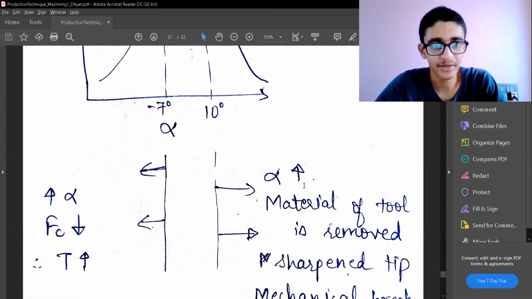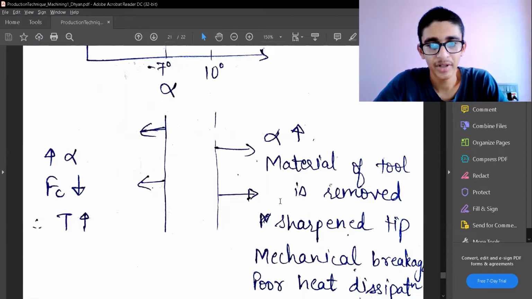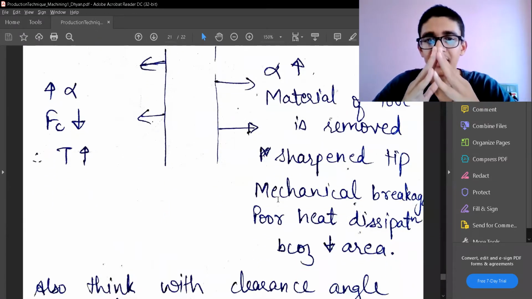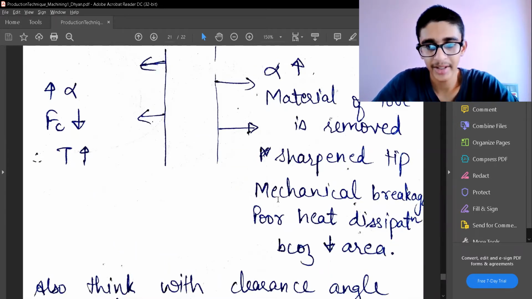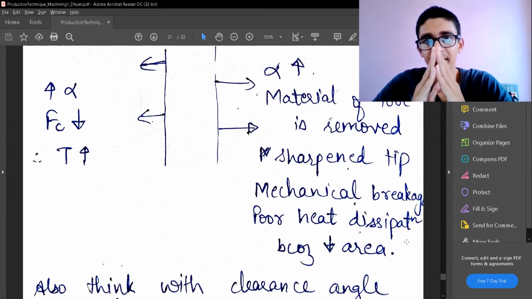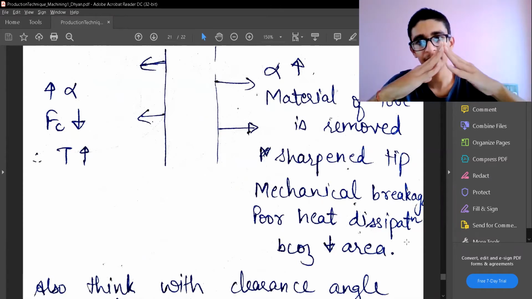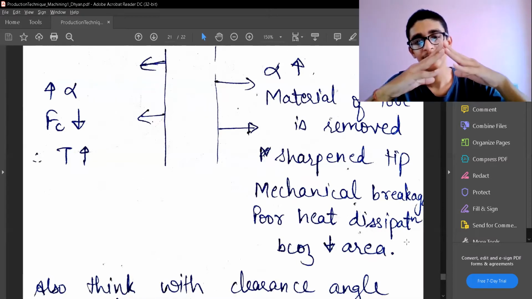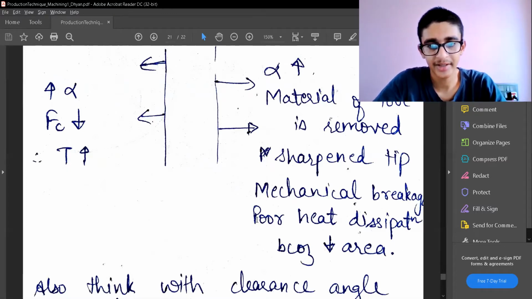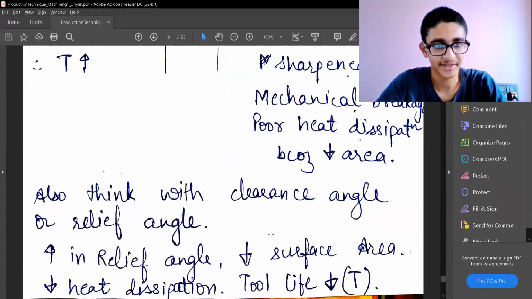When I increase the alpha value from 0 onwards, the material of the tool is removed, that is the sharpened tip. There is a tip which is more sharpened, and mechanical breakage can occur in that case, and poor heat dissipation will occur, because if we have a sharpened tip, that means less heat transfer area is available. If I have a larger broad tip, then I have larger surface area for heat transfer to occur. So the mechanical breakage occurs due to poor heat dissipation, which is again due to decrease in surface area.